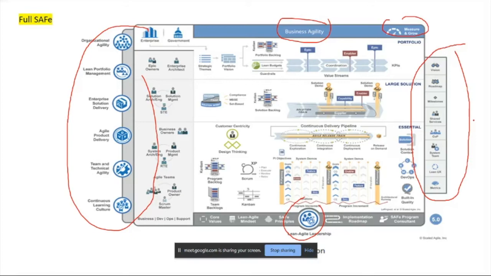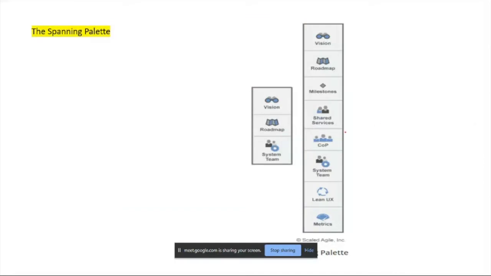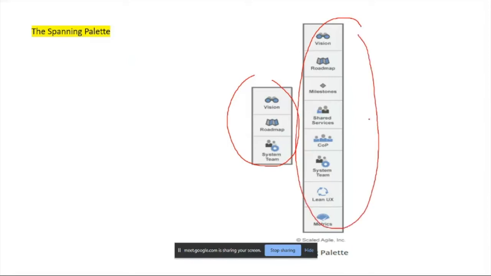The spanning palette contains various roles and artifacts that may apply to a specific team, program, large solution, or portfolio context. The essential element is flexibility and configurability. The spanning palette permits organizations to apply only the items needed for their configurations. So when I click on that, they are talking about it now. This is for Essential, and the rest of the configurations use all. The leftmost figure is used by the Essential SAFe configuration, while the rightmost one serves all other configurations.